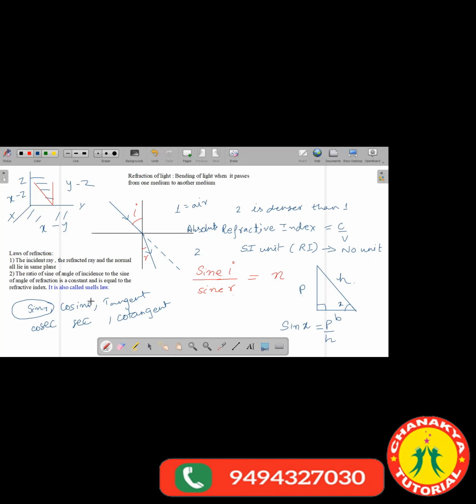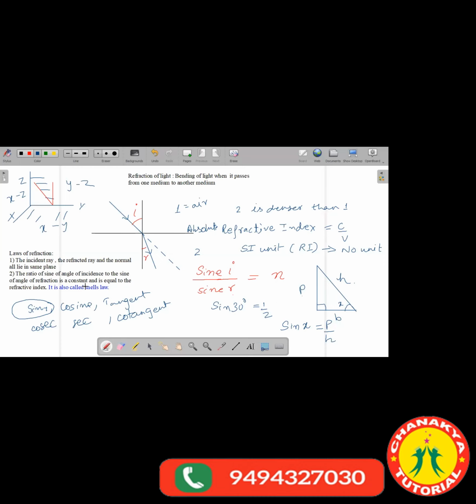So for instance, I can give you an example. Suppose this angle x is 30 degrees. We know the value of sine 30 degrees is equal to 1 by 2. So whatever triangle you take, if this angle is 30 degrees and you find the ratio between perpendicular and hypotenuse, you will get the answer 1 by 2.